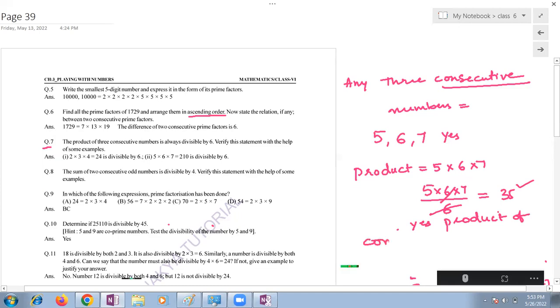Ma'am, product of consecutive numbers divisible by, I didn't get this question. Can you tell once again? You have to find the products, or we can do short division. Only 6, this is one example, children.